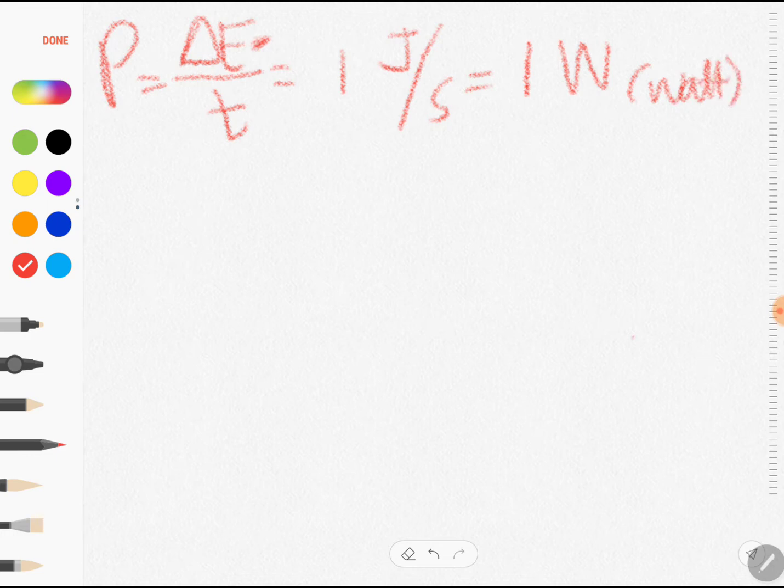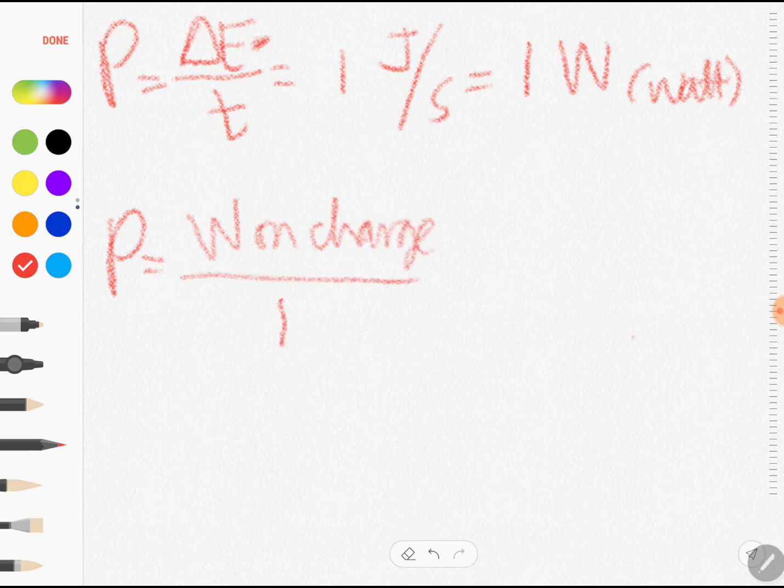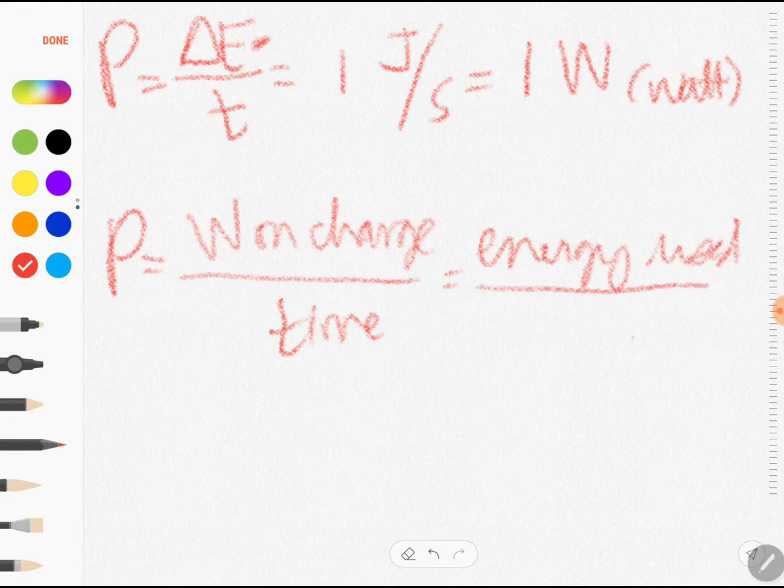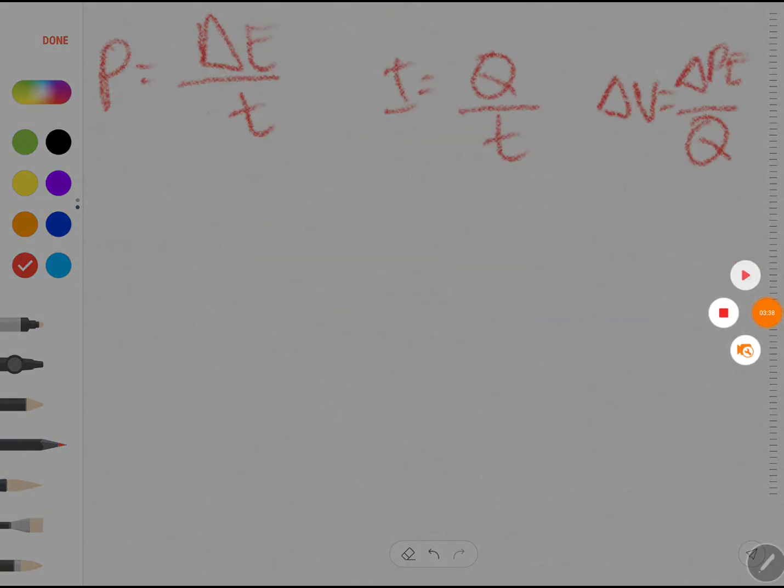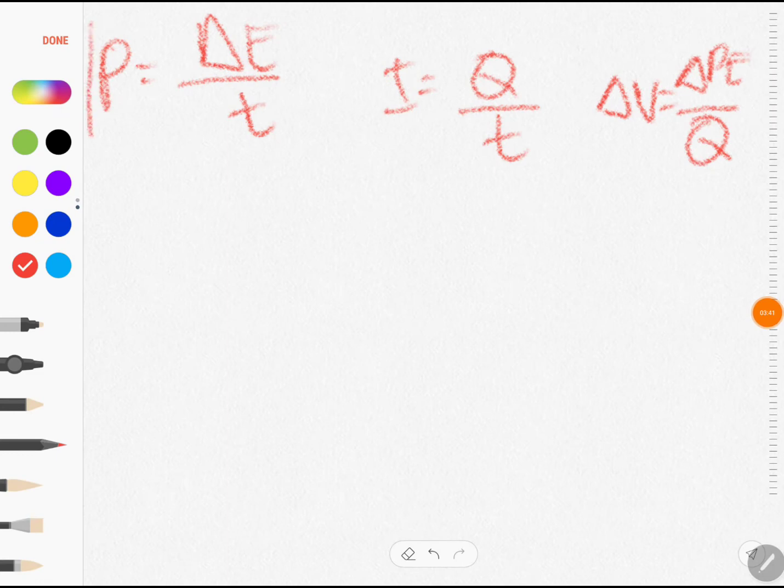Okay, so when we're talking about electrical energy, power is the work done on charge per unit time, or it can also mean energy used by load per unit time. Who will use this energy? The load. What is this load? It's either a lamp, a buzzer, or any other electrical device. So this is how we define power in terms of electrical energy. And this is the general definition of power: change in energy per unit time.